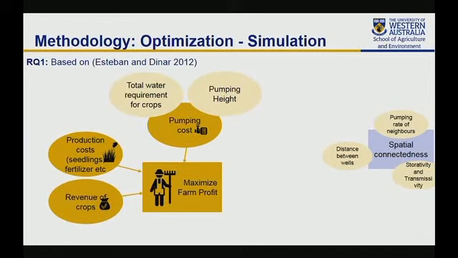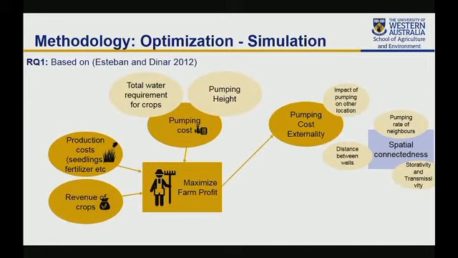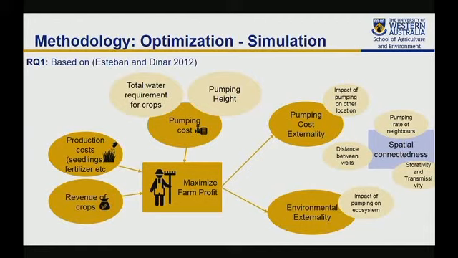If the farmer cares about the impact of his pumping on other neighboring wells, he would want to internalize the pumping cost externality. And similarly, if he cares about the impact of pumping on the ecosystem, he will want to internalize the environmental externality in his objective function. So the spatial connectedness influences both externalities. And there are two factors that could influence farmers' decision on internalizing the externalities, which are the pumping height and the distance between the wells.